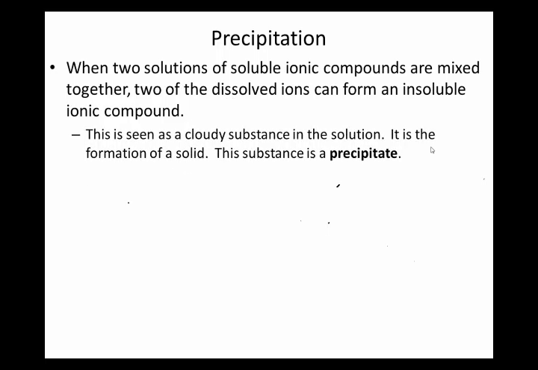So this term is a precipitate. The word precipitate means a solid substance that's being formed from two solutions mixed. So that means that these reactions are called precipitation reactions. So in chemistry, we're specifically referring to a solid forming from solutions.